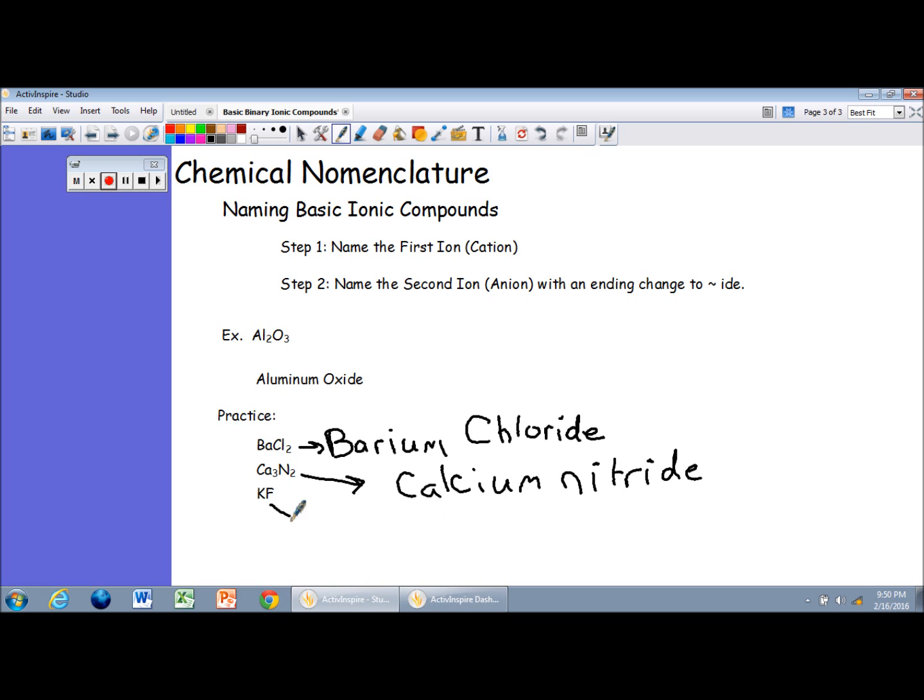Last one. Here we have KF. Our cation, or metal here, is potassium. Our anion is fluorine, so we're going to call the second part fluoride. So remember, you always want to name the cation first, then you want to name the anion. And that is all for binary basic ionic compounds.